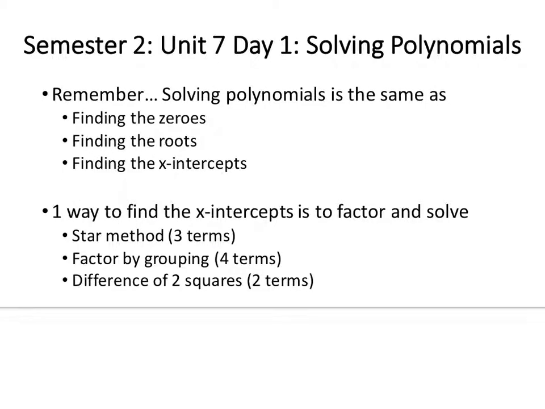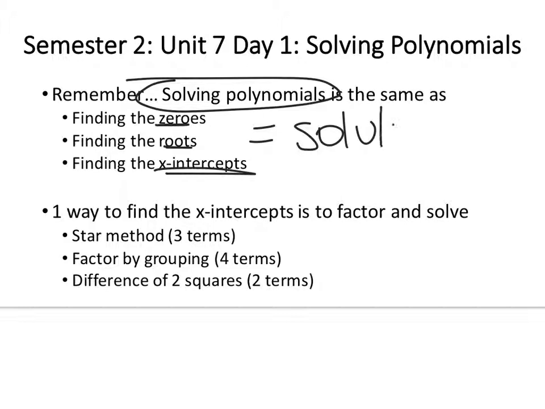Today we're going to continue with polynomials. These next 2 units are going to be about polynomials as well, but we're going to be solving polynomials this unit. So with this unit, remember we've solved quadratics before. Zeros, roots, and x-intercepts all mean the same thing as solutions. So no matter if I ask you what are the x-intercepts of the polynomial or what are the zeros of the polynomial, you're just going to solve the polynomial. So the way that we're going to solve polynomials today is we're going to find their x-intercepts by factoring.